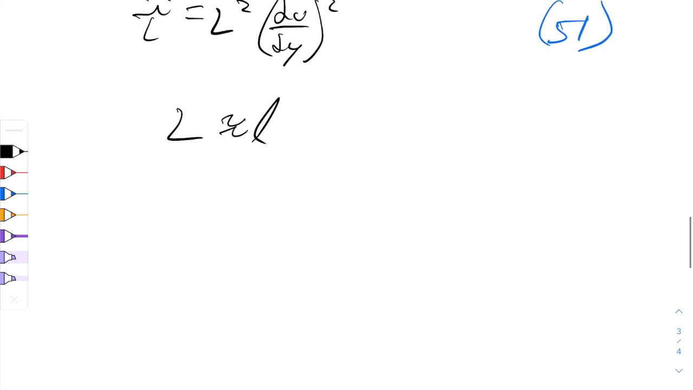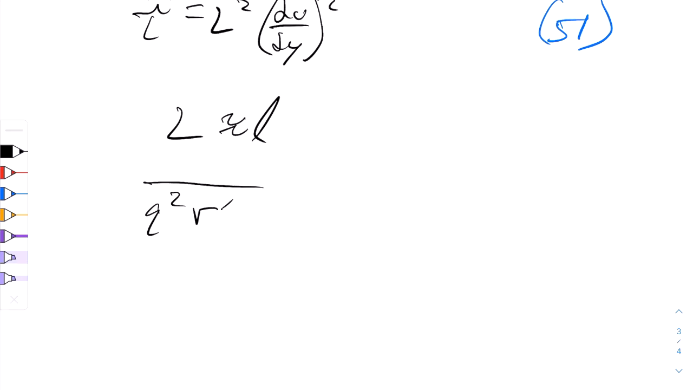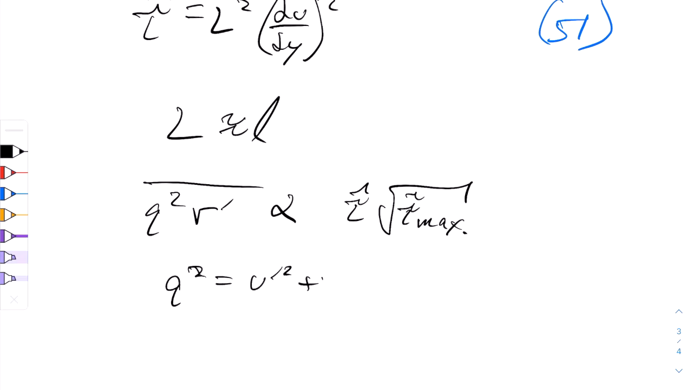in the range of y over delta from 0.25 to 1. We would then be able to model and assume that q squared v prime bar is proportional to tau hat times the square root of tau hat max. That's the line of physical thinking in their paper. And of course, I should mention q squared, which I already defined as u prime squared plus v prime squared plus w prime squared.